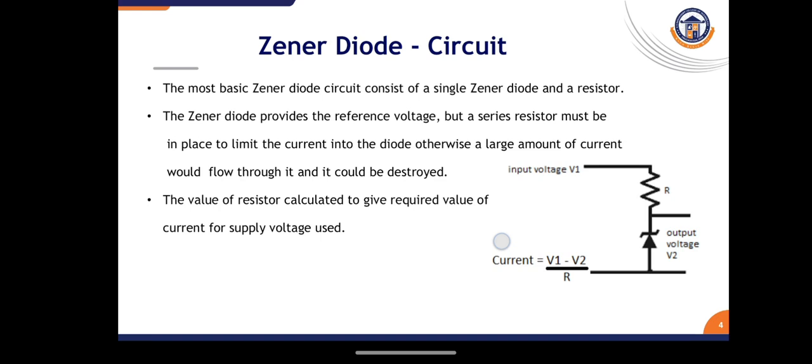Here the input voltage is V1, and the Zener voltage we have taken as V2. So (V1 minus V2) divided by R decides the value of current that flows through the resistor R. So based on that current value, we have to choose the appropriate R value.